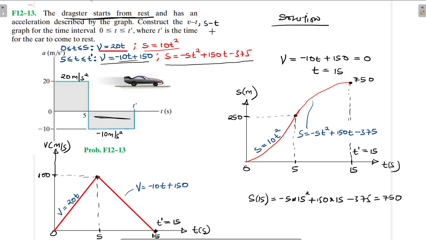We've added one part, which is the position time graph, which was not here, to just spice up the question.